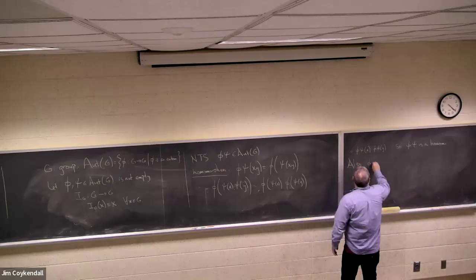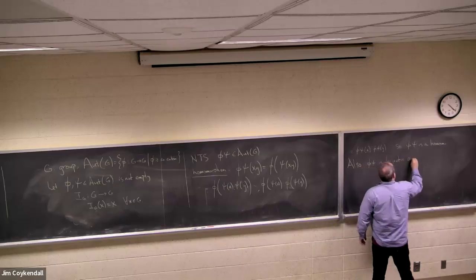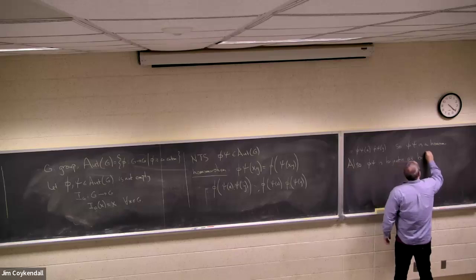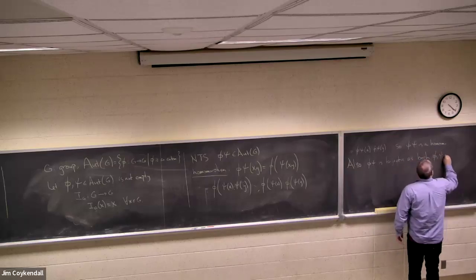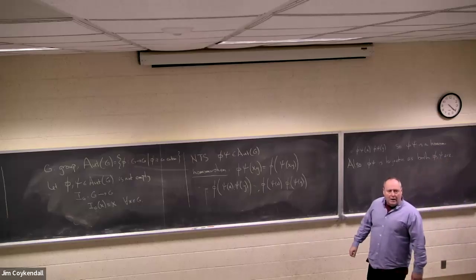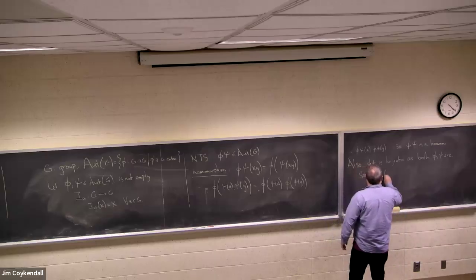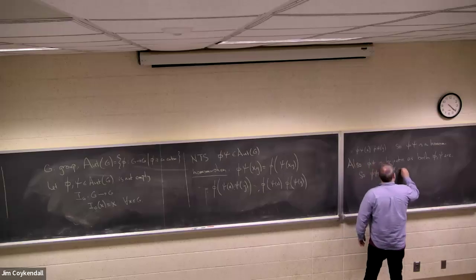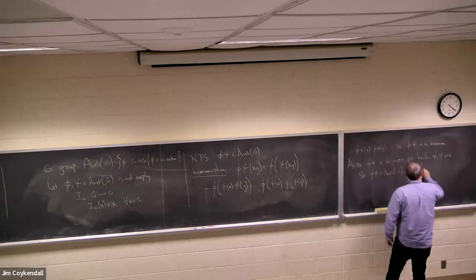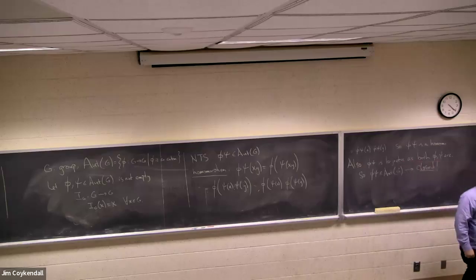Also, phi psi is bijective, as both are bijective. So we've got the closure. Everybody okay with it? Okay, what else do we need?